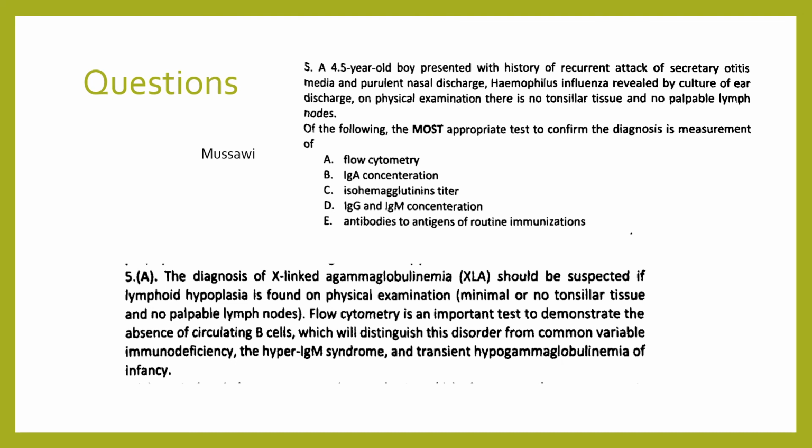The diagnosis of X-linked agammaglobulinemia should be suspected if lymphoid hypoplasia is found on physical examination, minimal or no tonsillar tissue, and no palpable lymph nodes. Flow cytometry is an important test to demonstrate the absence of circulating B cells, which will distinguish this disorder from common variable immune deficiency, the hyper IgM syndrome, and the transient hypogammaglobulinemia of infancy.